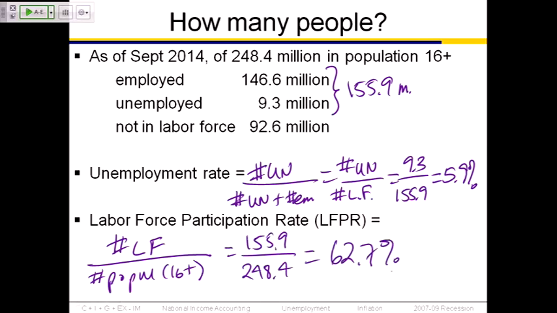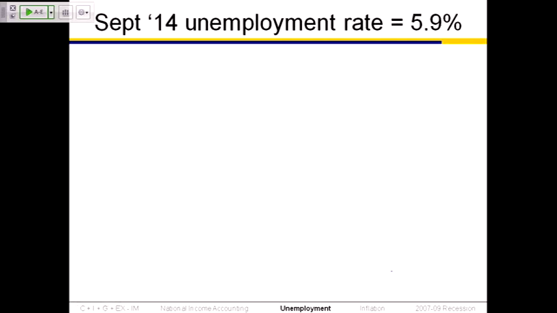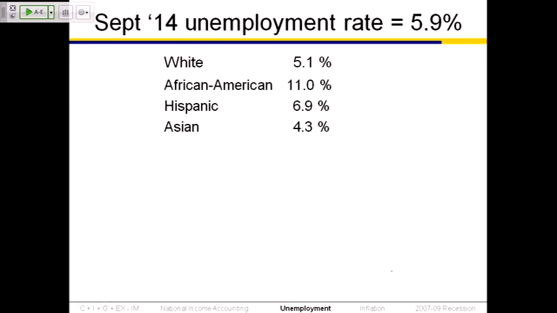Now we've got that overall unemployment rate for the economy of 5.9%. We've seen some graphs. You worked with some tables for that. It's important to know that unemployment is not evenly distributed according to demographic categories. So if we look at the unemployment rate in September 2014 by racial category, we get a very different experience depending upon what group we're looking at. For the white population in the labor force, so this is divided by the labor force, it's 5.1%, African American 11%, Hispanic 6.9%, and Asian 4.3%.